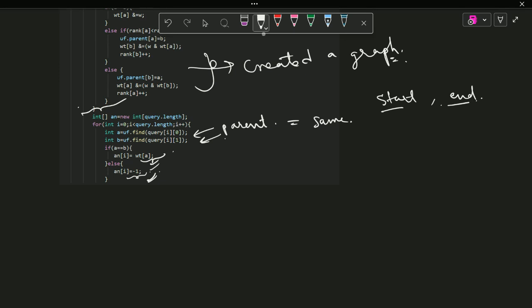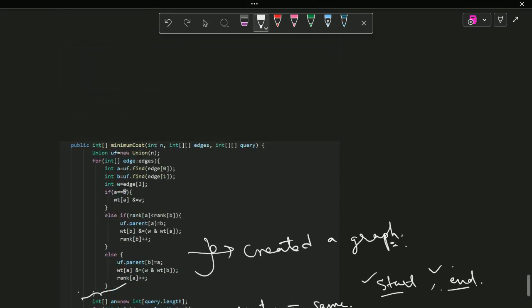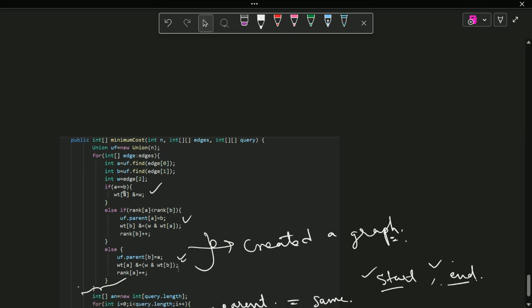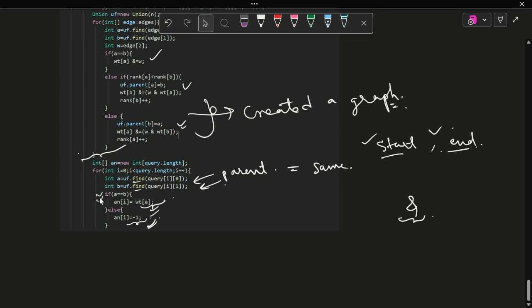If both parents are same, we use the find. We find the parent of these two, start and end. If both are same, we keep the calculated weight. Here we calculate the weights. You can see here clearly we have calculated the weights. We keep those calculated weights in the answer array. And if both parents are not same, we keep the answer array as -1.